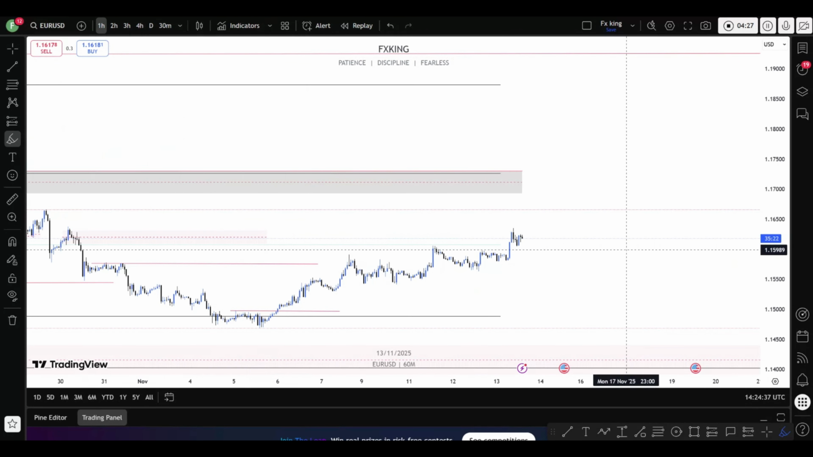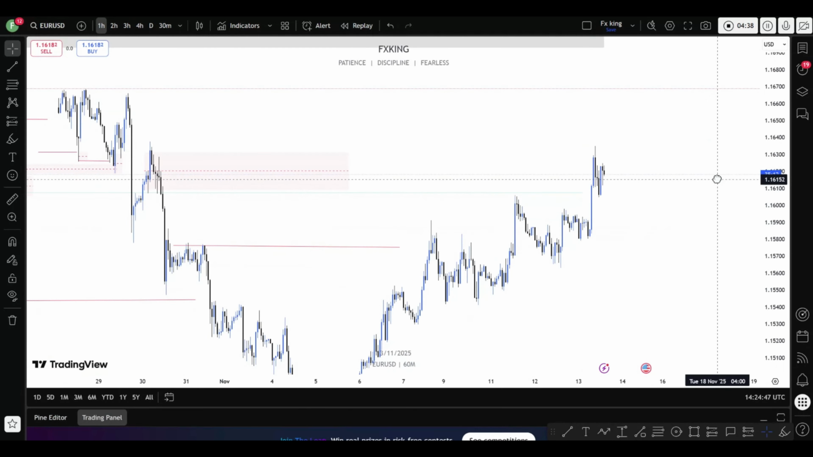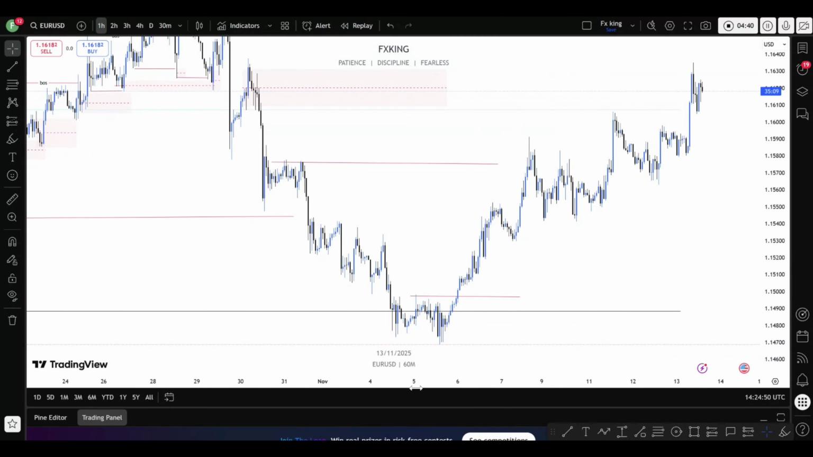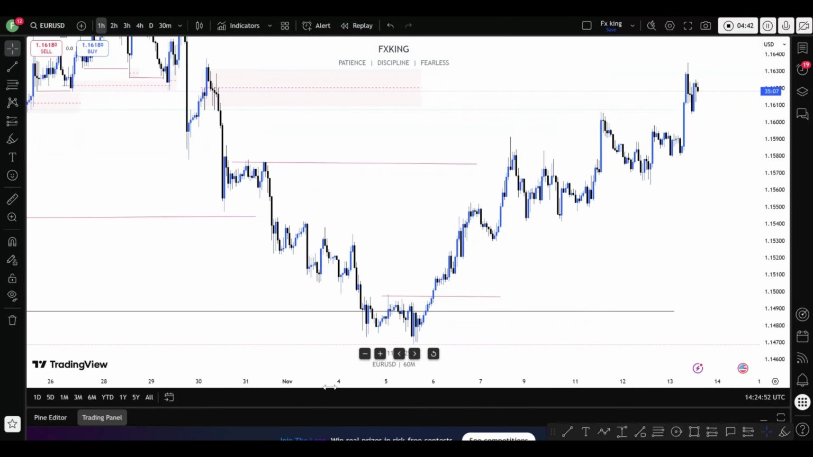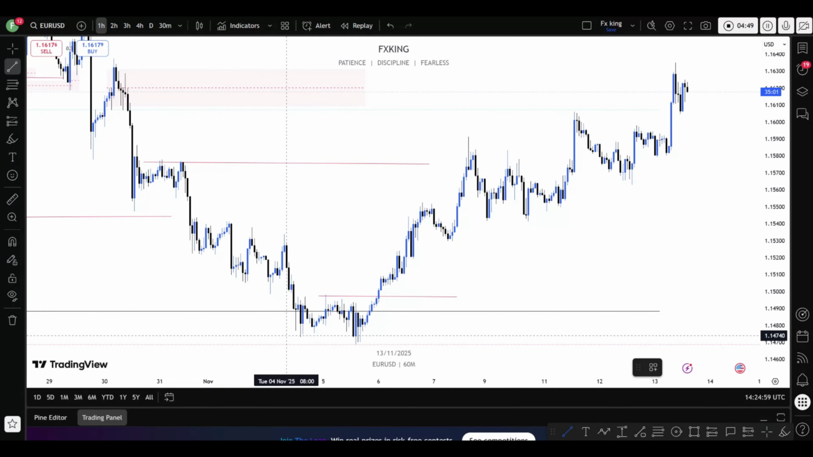So, dropping down to the 1 hour time frame, we can immediately start identifying some interesting zones here, right? First of all, like I told you, the first thing we want to do is mark out these zones here.